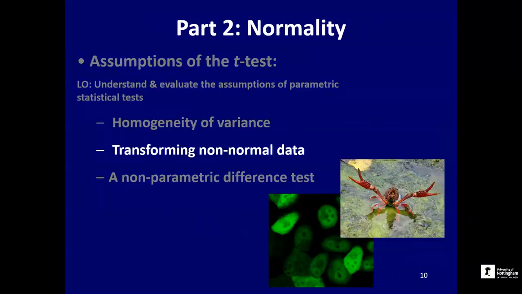Okay, that's the end of the first section of this talk, which was about the assumption of homogeneity of variance. In the next section, we're going to look at the assumption of normality, which I've talked about already a bit in this course.